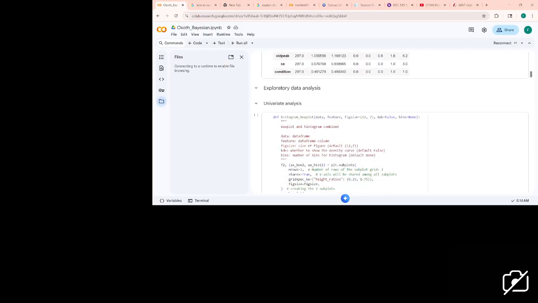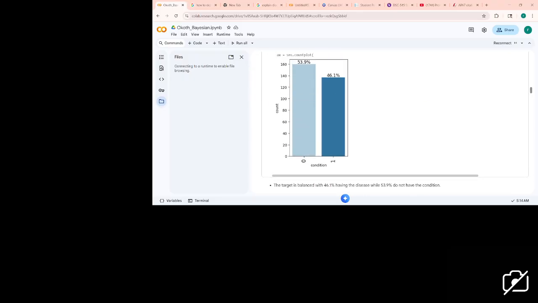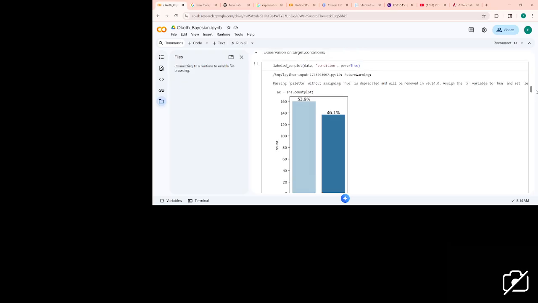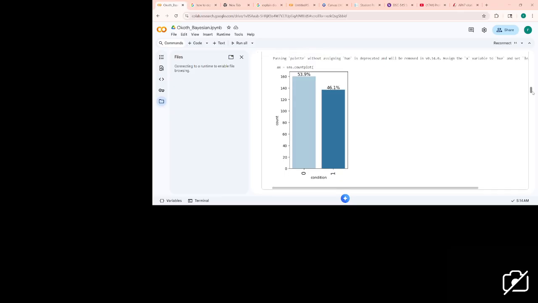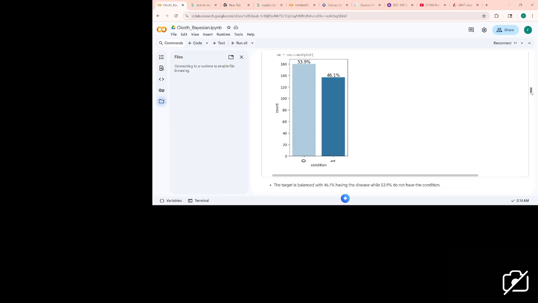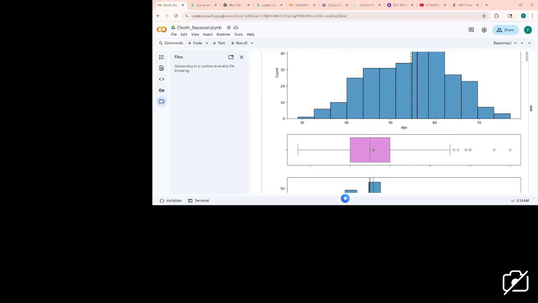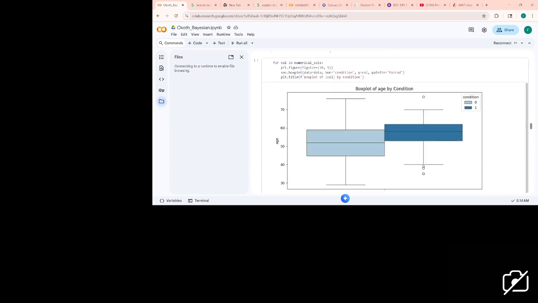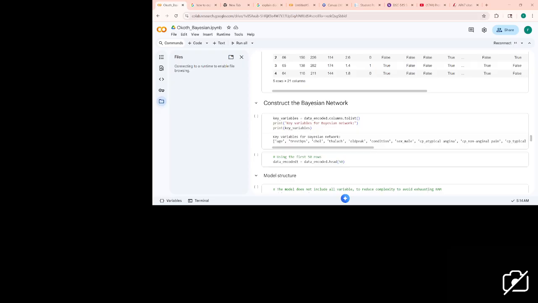Did some exploratory data analysis, univariate and bivariate, and majorly our target variable, condition, was balanced. And after that we encoded and constructed the Bayesian network.